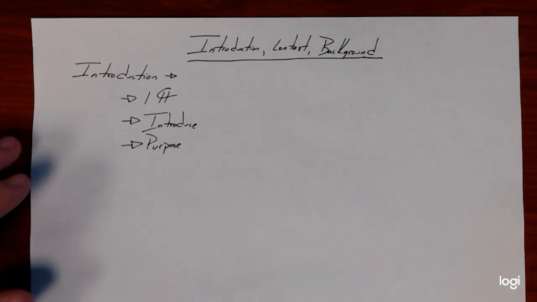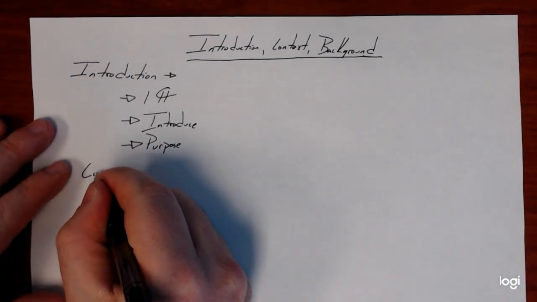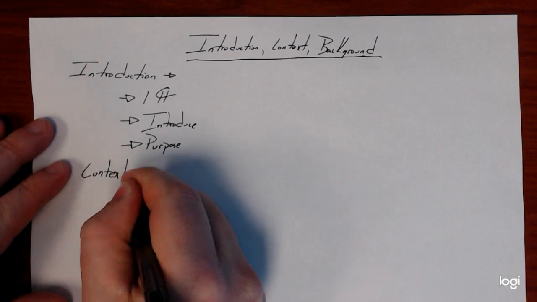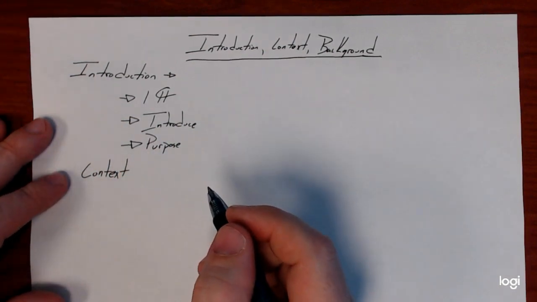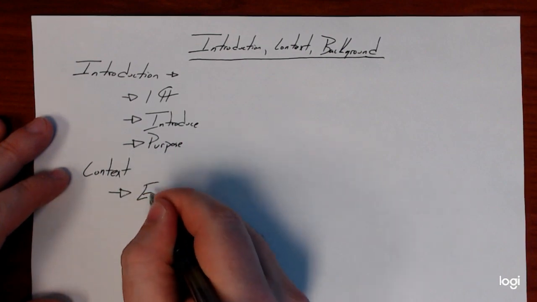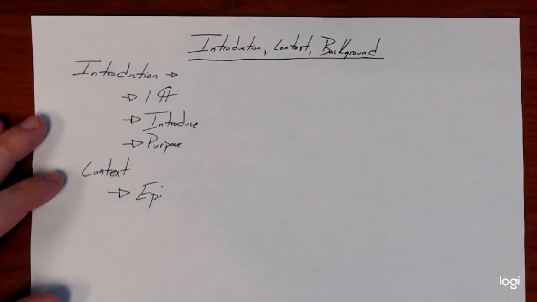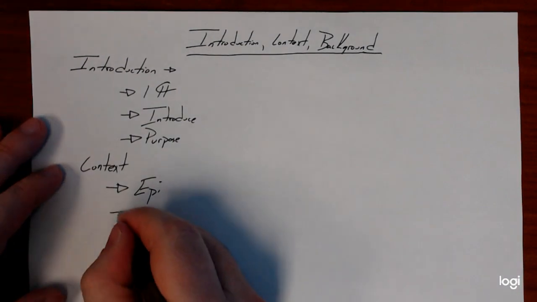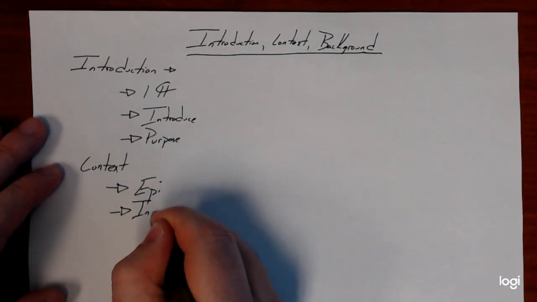Okay. Next, we're going to go into the context. And in context, what we're talking about primarily here is epidemiology data. For us, we're talking about injuries or problems.